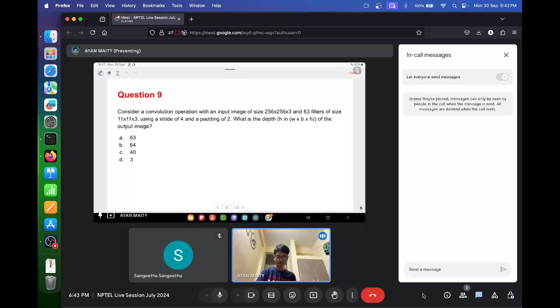Now question 9. Consider a convolution operation with an input image of size 256 cross 256 cross 3 and 63 filters of size 11 by 11 by 3 using a stride of 4 and padding of 2. What is the depth, which is h in w cross b cross h, of the output image? So what is the depth of the output image?